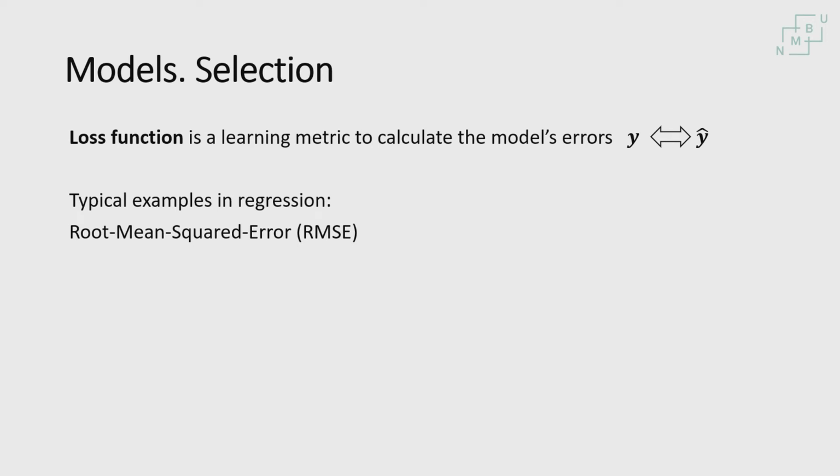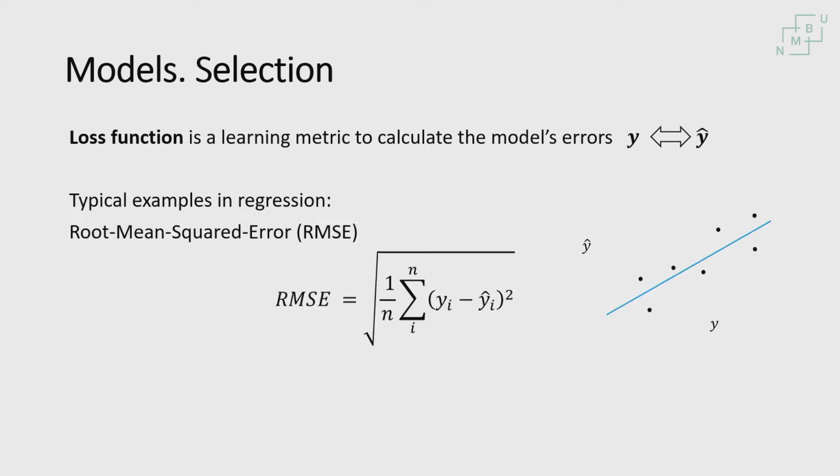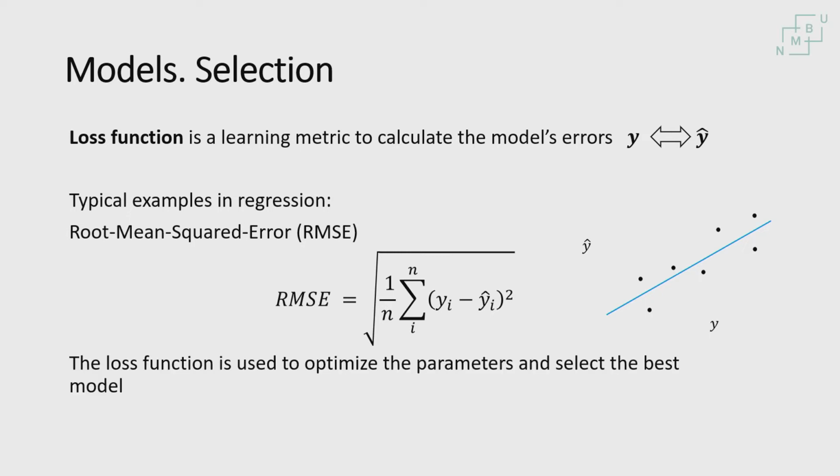Here the error is calculated using differences between the predictions of the model being trained and the actual problem instances. So we know the actual values y, and we get predicted values y hat, and we want to see the difference between them. The loss function is used to optimize the parameters and select the best model for the classification or regression.